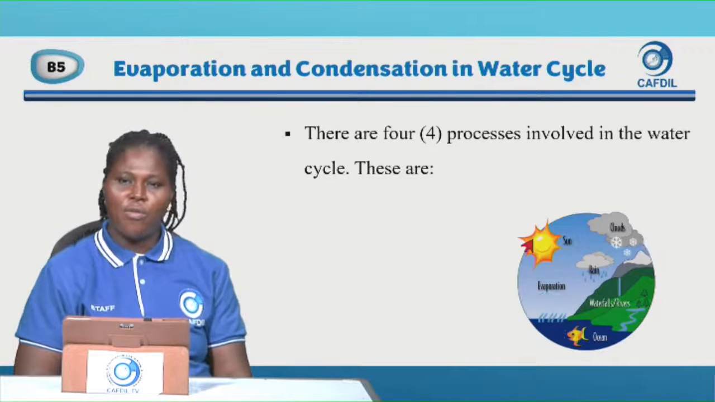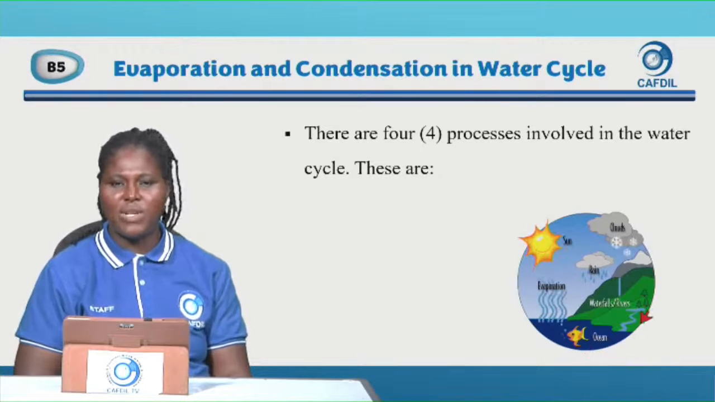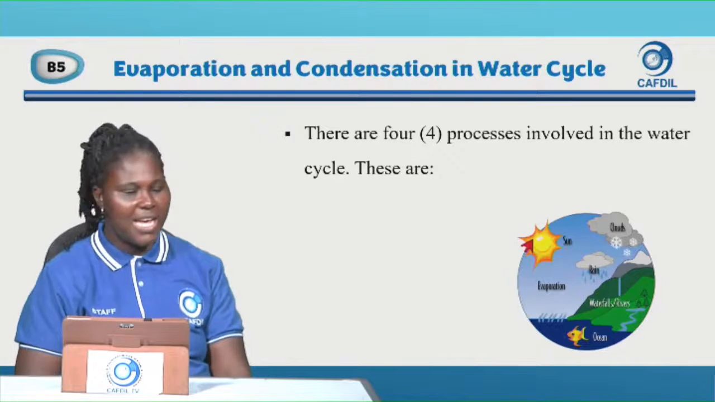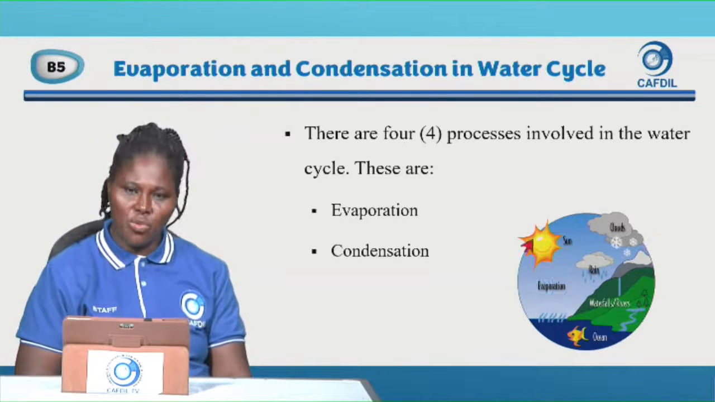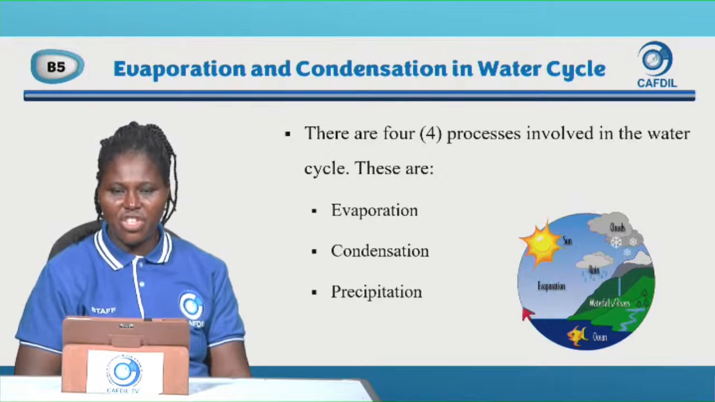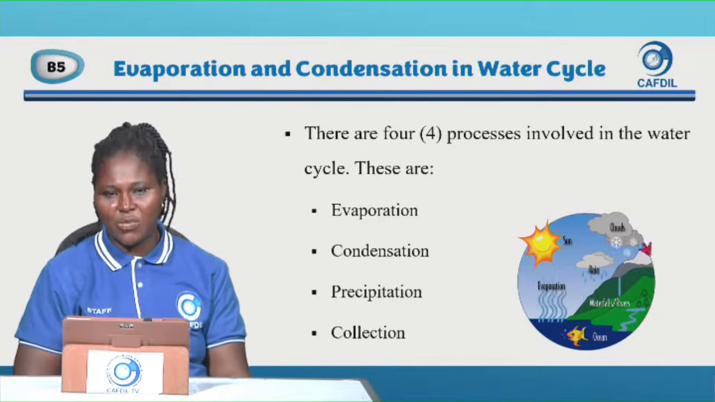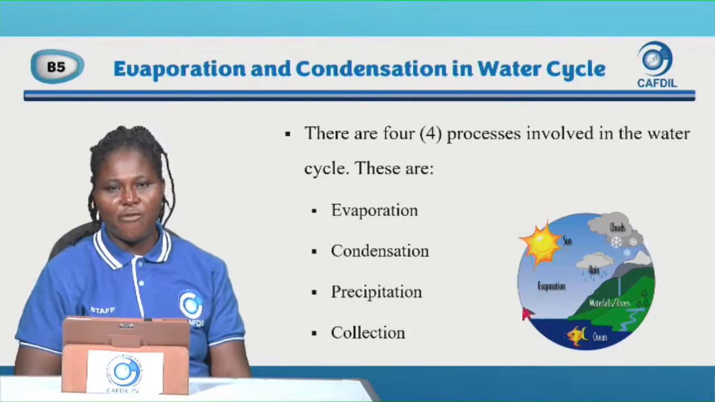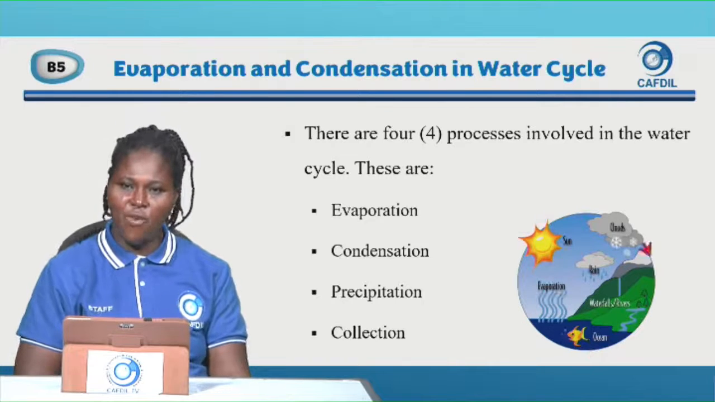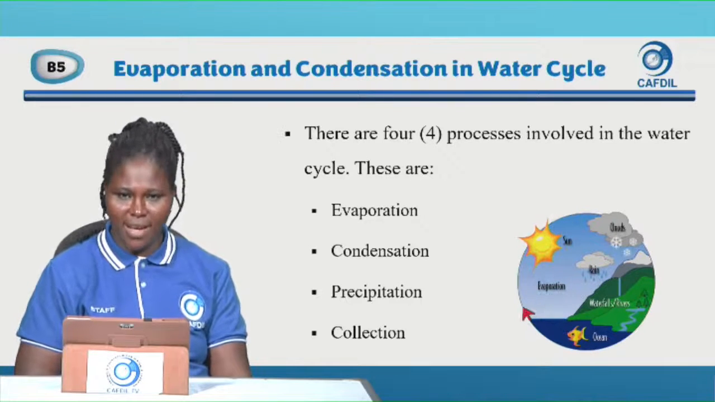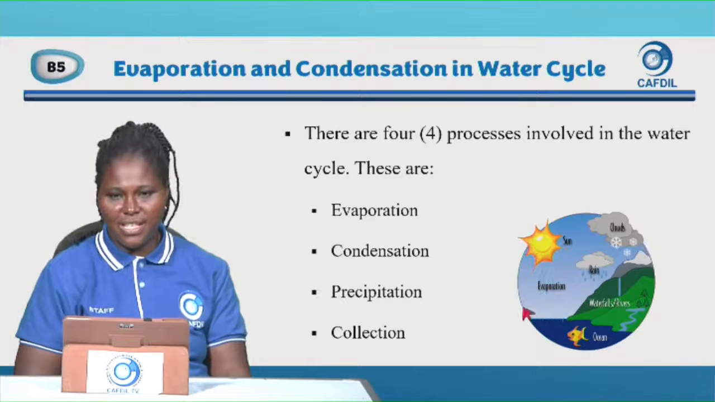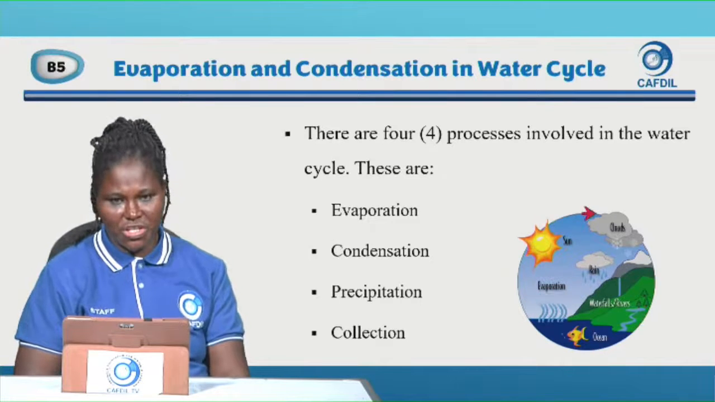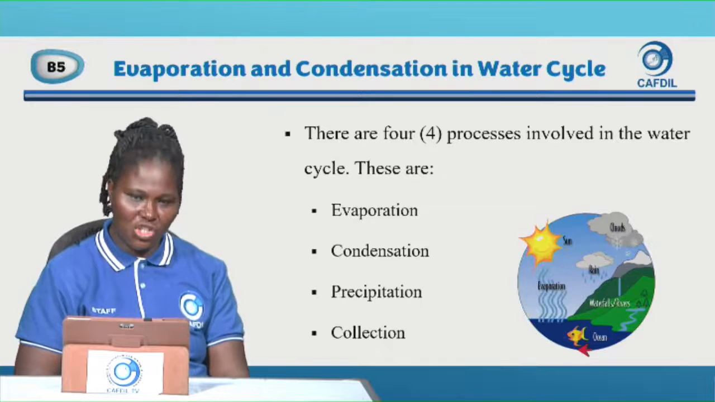There are 4 processes involved in the water cycle, and we are coming to look at them. These are 1, evaporation, 2, condensation, 3, precipitation, and then the last one, collection.